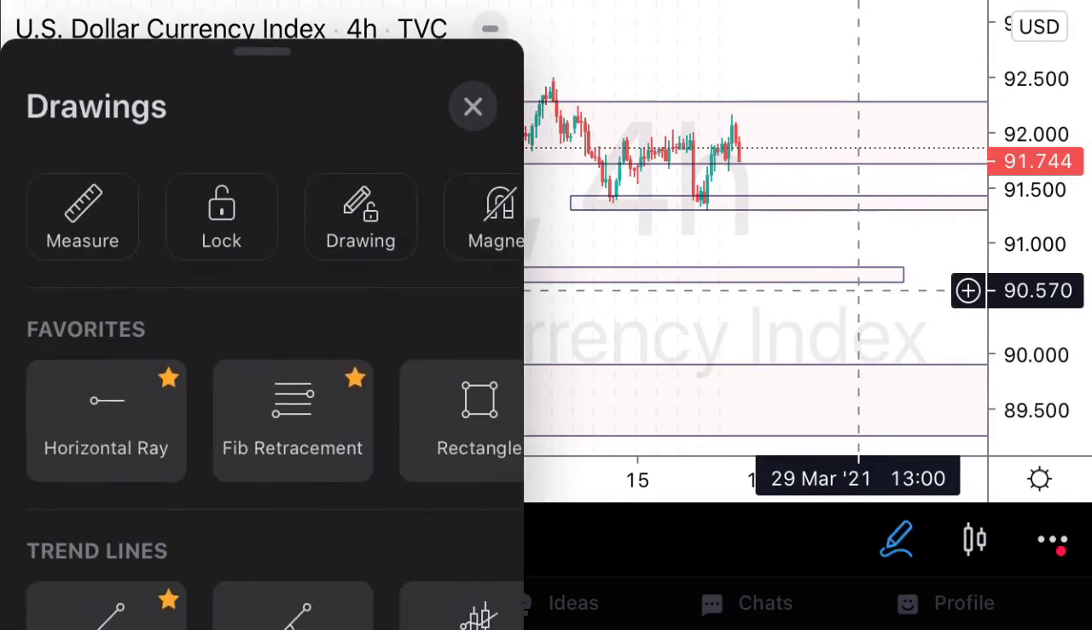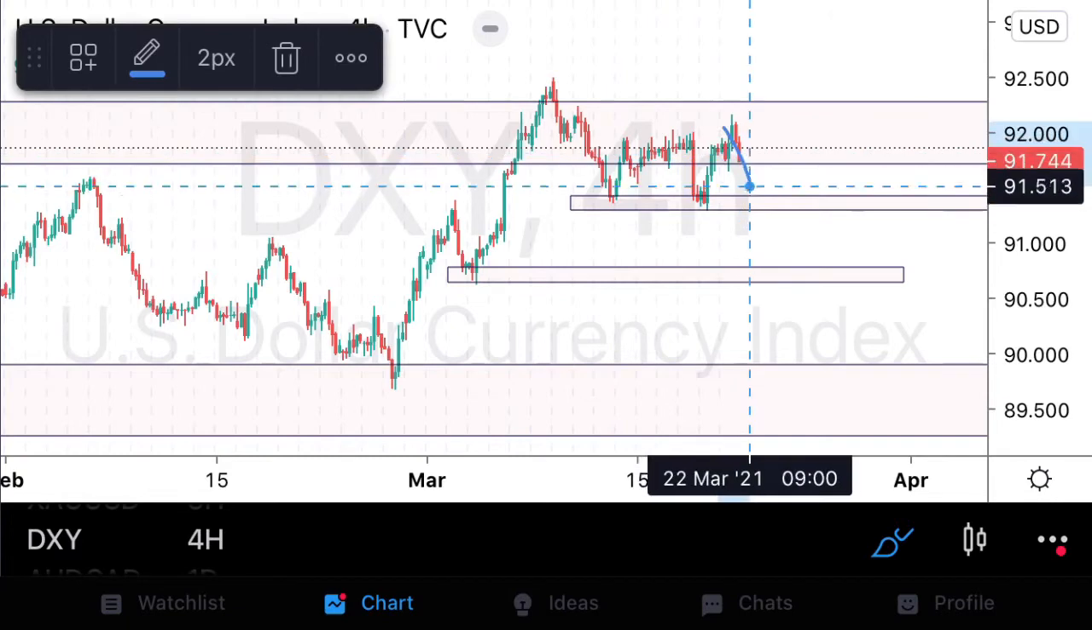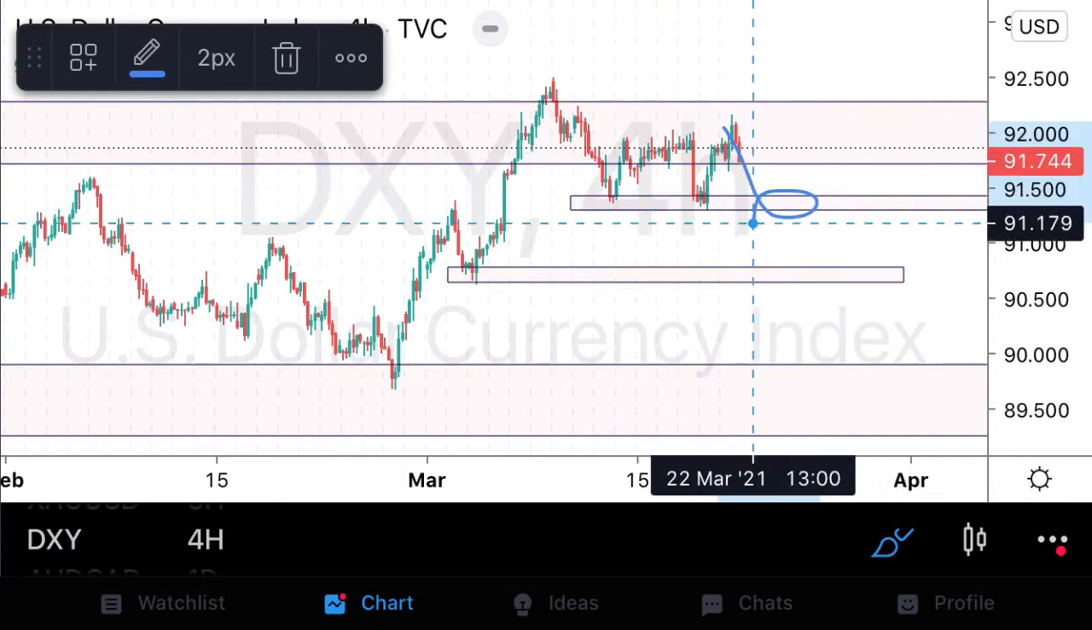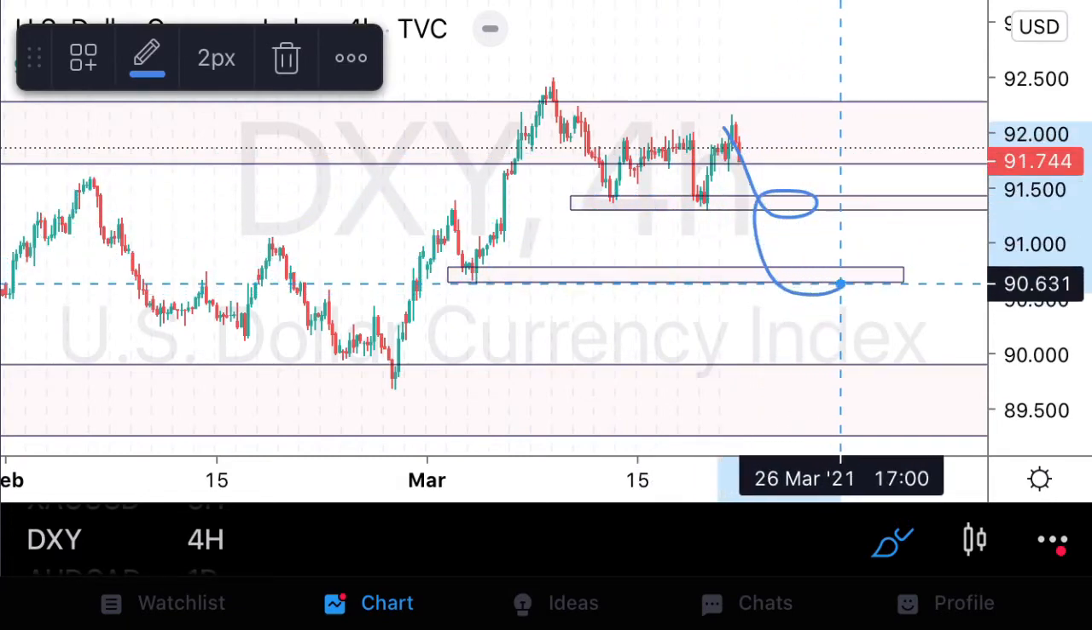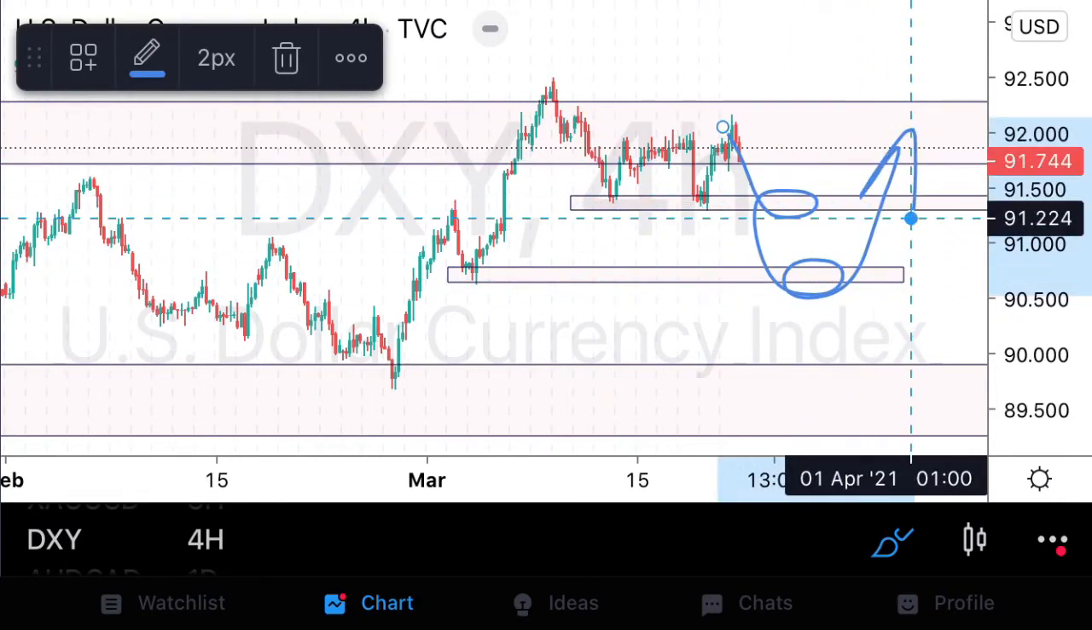So what we're going to be waiting for on the DXY is to see price either pull down into these areas over here, or to see price pull into these areas down low, before those buying opportunities might present themselves on the DXY.